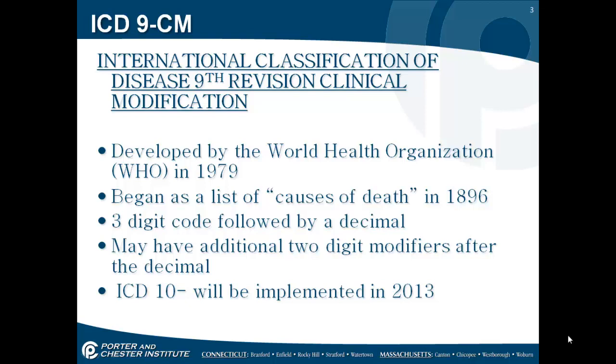ICD-9, International Classification of Diseases, 9th Revision, Clinical Modification, was developed by the World Health Organization in 1979. It began as a list of causes of death in 1896. It's a 3-digit code followed by a decimal, and there may be an additional 2-digit modifier after the decimal to be more specific. It is international, so if you have a disease in the United States and go over to Europe, you will have that same disease. The code should be the same.